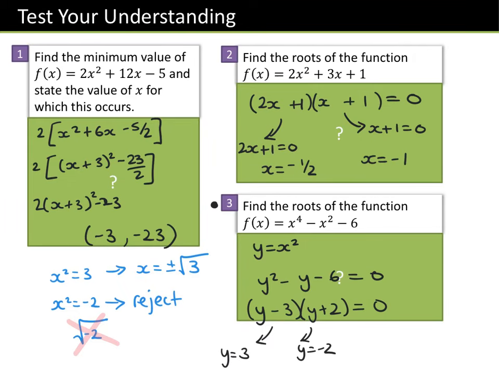So this graph would only cross the x-axis once. Okay, it would look like this. So can you see it only crosses it once? But if we worked it out, it'd have one minimum and one maximum point. Okay?